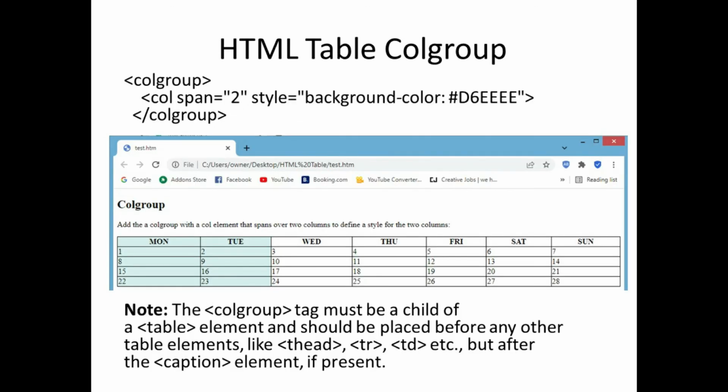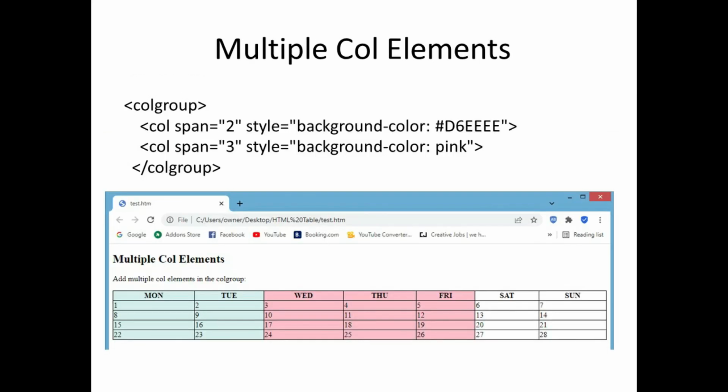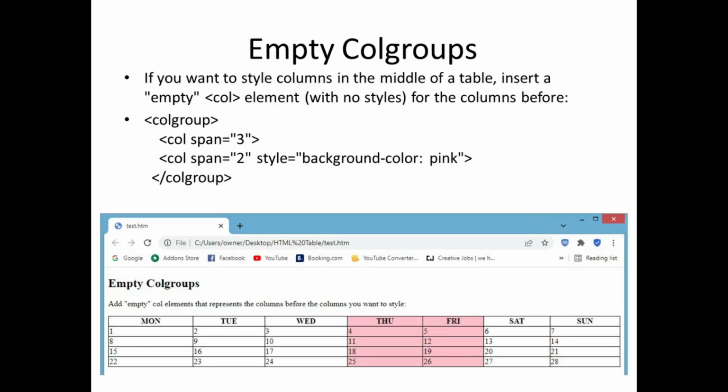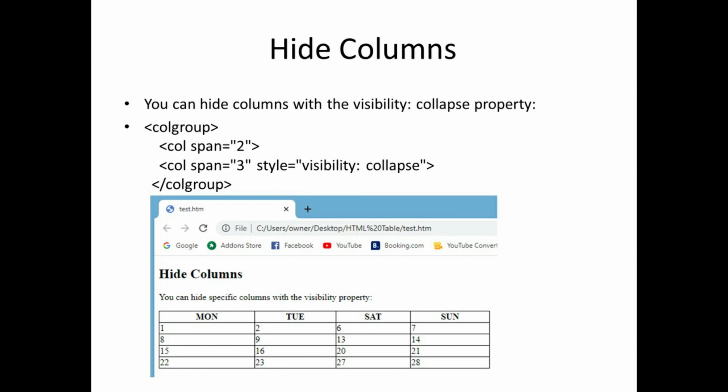Note, the colgroup tag must be a child of a table element and should be placed before any other table elements, like THEAD, TR, TD etc., but after the caption element, if present. Multiple COL elements. If you want to style more columns with different styles, use more COL elements inside the colgroup. Empty colgroups. If you want to style columns in the middle of a table, insert an empty COL element, with no styles, for the columns before. Hide columns. You can hide columns with the visibility: collapse property.